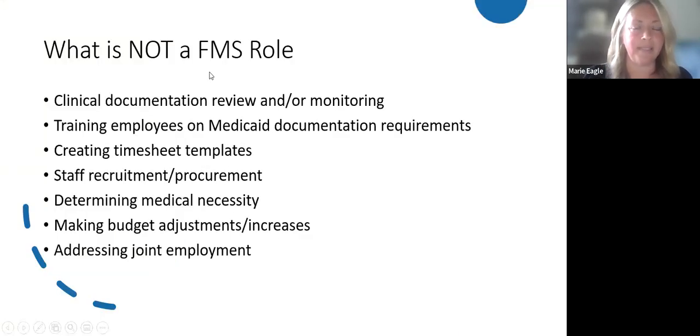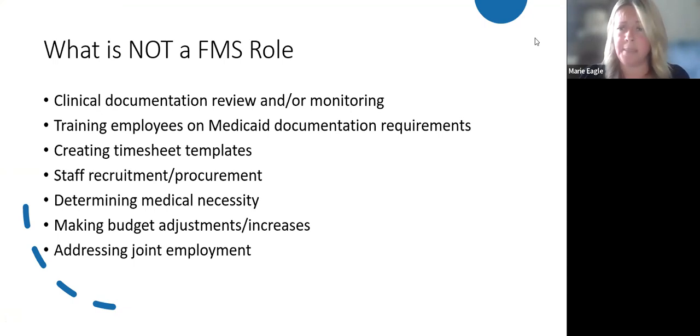And there it is. What is not an FMS role? First one, clinical documentation review and or monitoring. It's not the role of an FMS. And these are based on things that we hear currently happening around the state, or things that are being asked of the FMS to complete. Training employees on Medicaid documentation requirements is not an FMS role. That is the community mental health's role to understand and know the documentation requirements and ensure that the employer and employees are trained on those requirements.